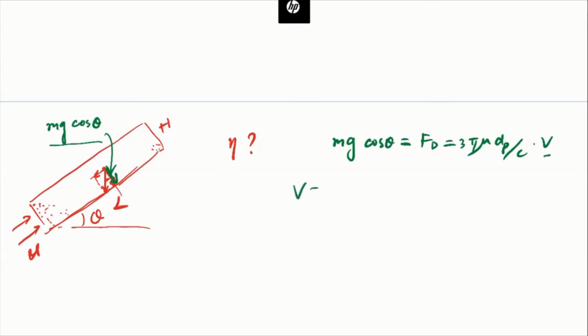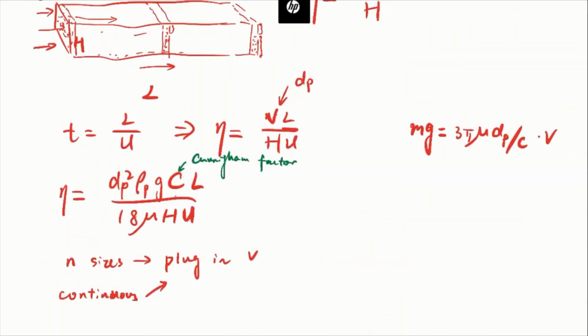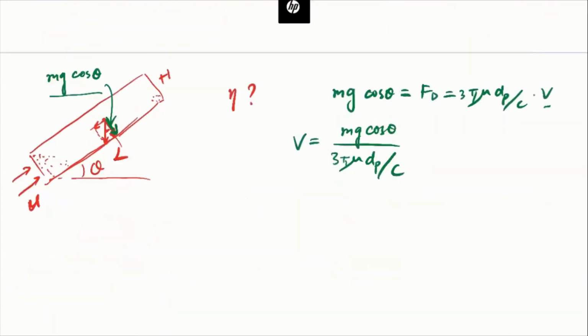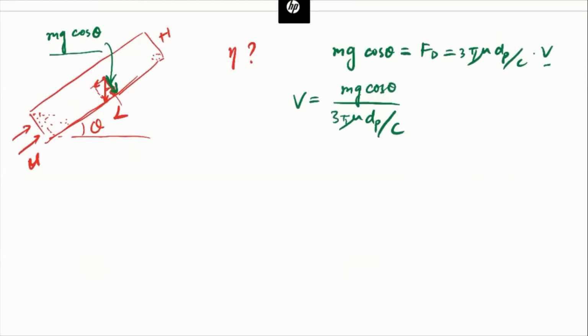Okay, so we know that v is equal to mg cosine theta divided by 3 pi mu dp divided by c. Okay, this is the settling velocity. So basically, we can still use this equation, right? It's just we need to plug in a different value of the drag force, right? So now we have the settling velocity solved.